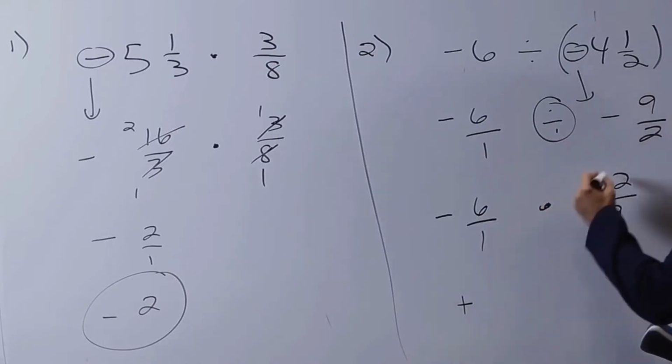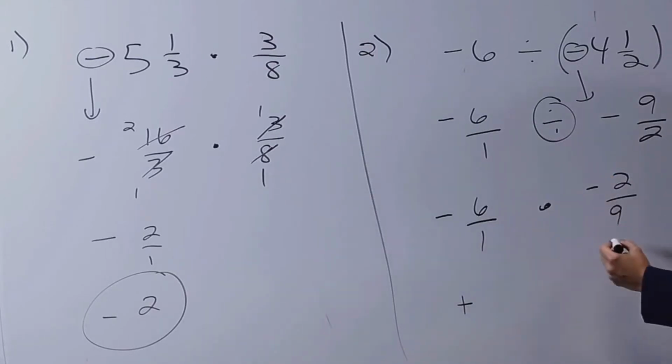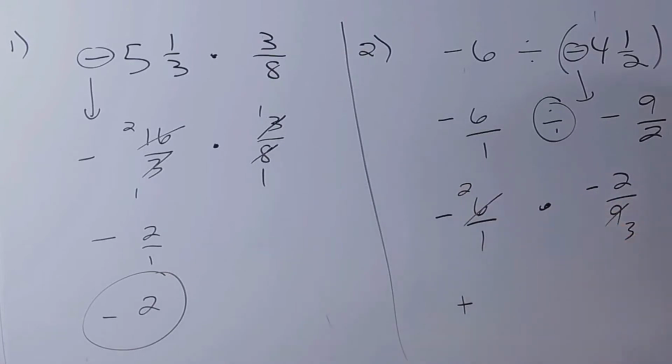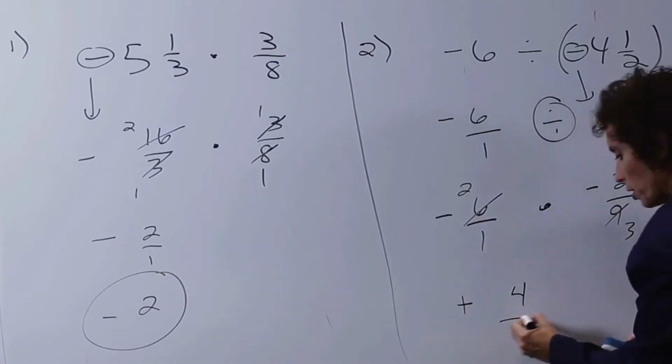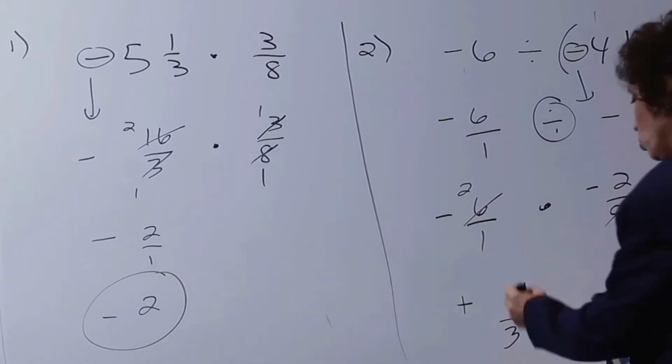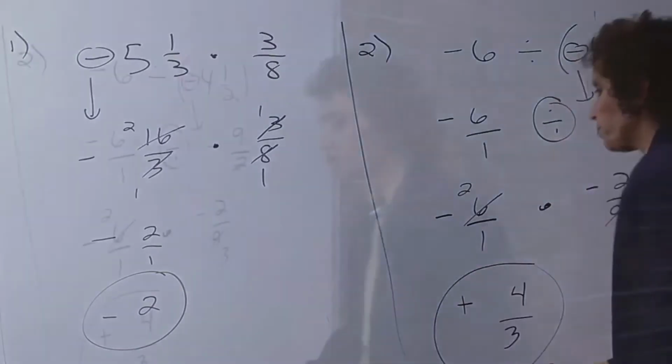I'm going to reduce. Can't reduce this way, but can reduce this way. 3 goes into 6 twice. 3 goes into 9 3 times. 2 times 2 is 4. We already took care of the sign. 1 times 3 is 3. So that's 4/3. It is an improper fraction. So what? If you'd like to change it to a mixed number, you can, but nobody asked you to. All right, just make sure it's reduced. And this is definitely reduced.